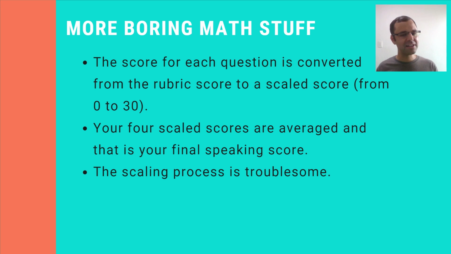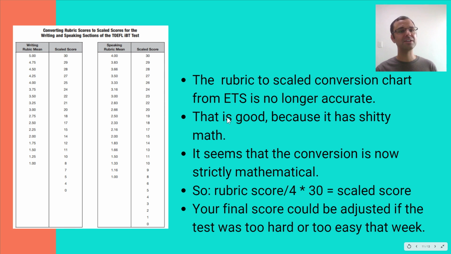However, the scaling process is quite troublesome. Why, you ask? Well, over here on the left-hand side of the screen is the old chart that ETS used to provide to convert between the rubric score and the scaled score. Now, this chart was first published when the iBT launched in 2005, and ETS has kind of covered it up. They've buried it down the memory hole. They don't use it anymore, and it's not listed on their website anywhere, and it's not listed in the official guide. Basically, it's no longer accurate, and it's no longer used.